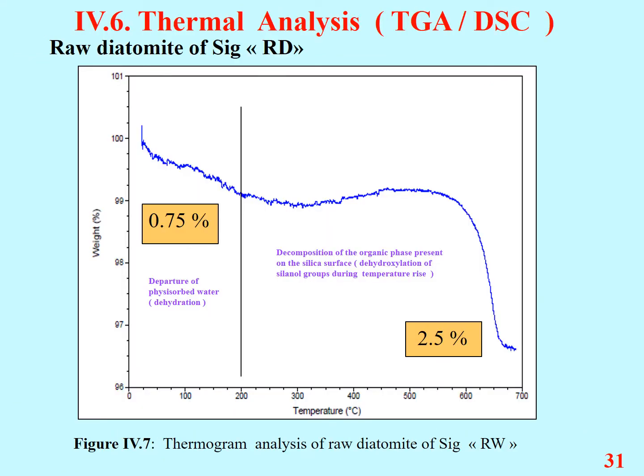For thermal analysis of raw diatomite, there are two phases of thermogram analysis. The first phase, in the range between 50 and 200 degrees, has a mass loss of 0.75%, due to the departure of physisorbed water, dehydration. The second phase, between 200 and 1200 degrees, has a mass loss of 2.5%: decomposition of the organic phases present on the silica surface and the dehydroxylation of silanol groups during the temperature rise.